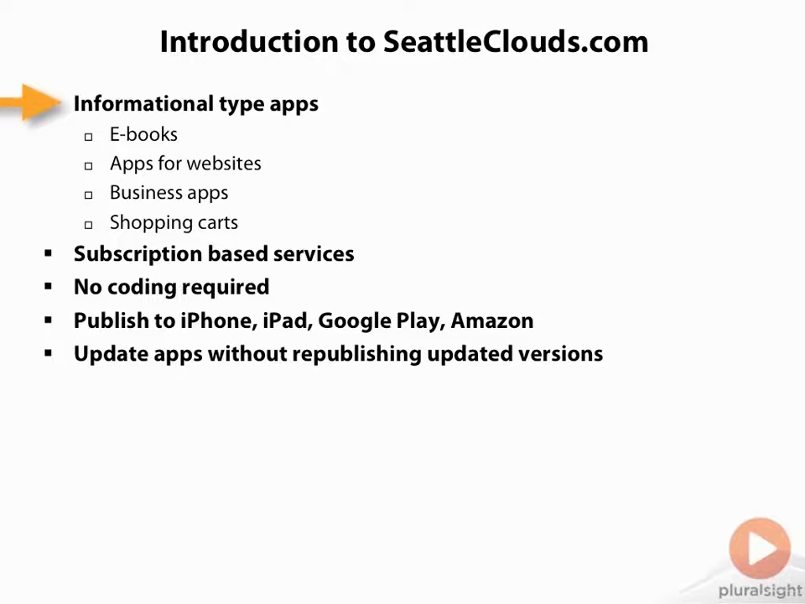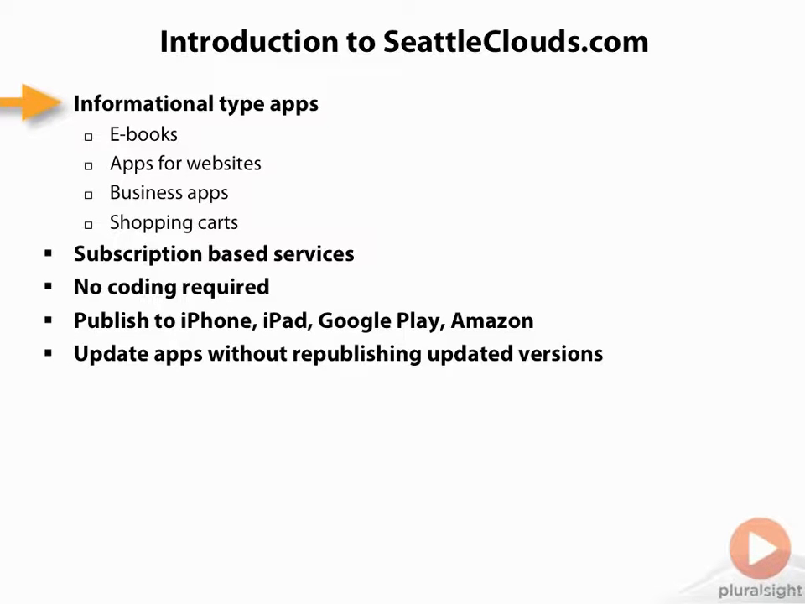You can take your book that we have published for smashwords.com and as a hard copy, you can take that book and you can create an app using Seattle Clouds. It has all of the same content, only now it's available in the App Store as well as the bookstore.